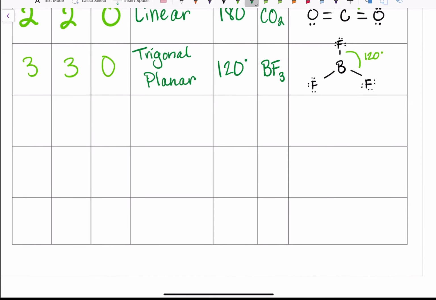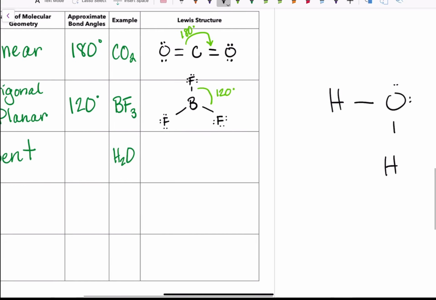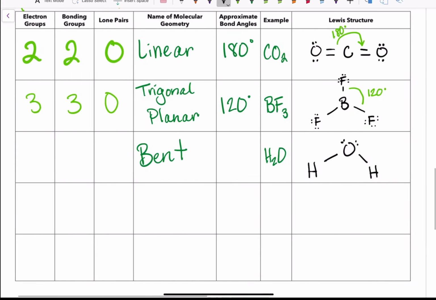Up next, after trigonal planar, we have something called bent. A great example of this is water. Normally when we draw water, we've drawn it like this, and that is really great for the overall shape of it. The only thing that we're going to do is we're going to just angle it differently. So we're going to take this whole thing and rotate it just to show the angles a little bit better. So we're going to draw it like this. That just helps us see our bond angles better.